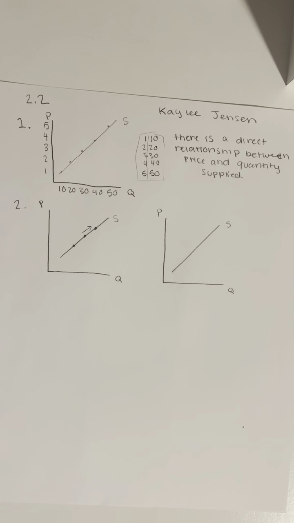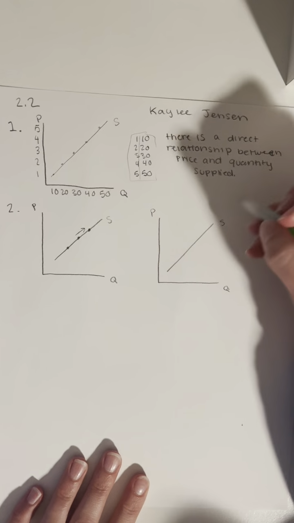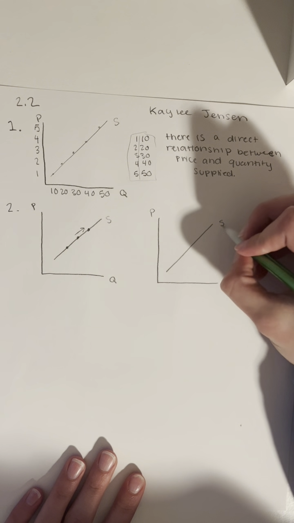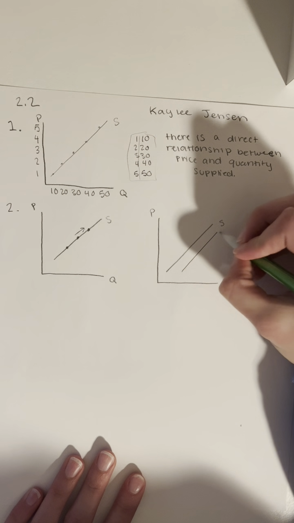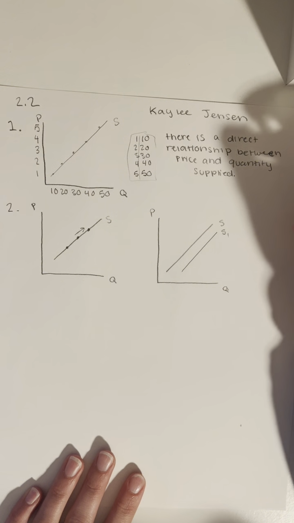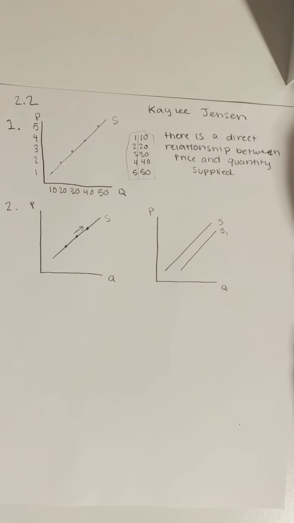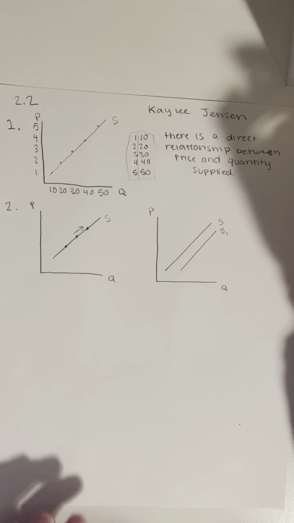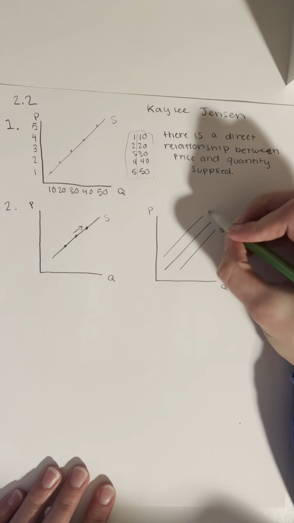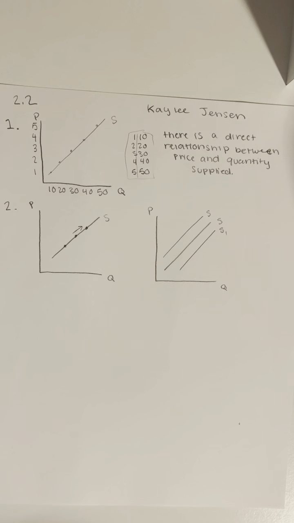like our number of producers or our technology, we can shift. If there's more supply, we can shift to the right, we can supply more. But if something happens where we can't supply more, then we would shift to the left because there's less supply.